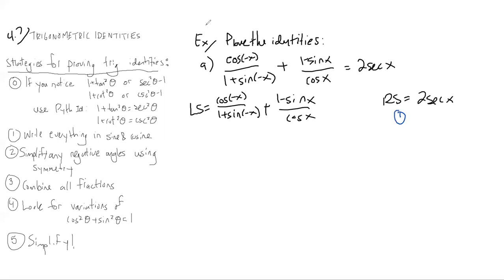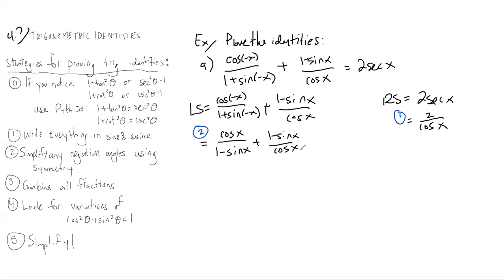to that 2 secant x. That's going to allow me to write that as 2 over cos x. So now everything's in sine and cosine, so we're pretty good there. Step 2 says simplify any negative angles. I do have a couple of those on the left there, so I can tackle these. And so that's going to become cos x on the top over 1 minus sine x on the bottom, and then plus 1 minus sine x over cos x.